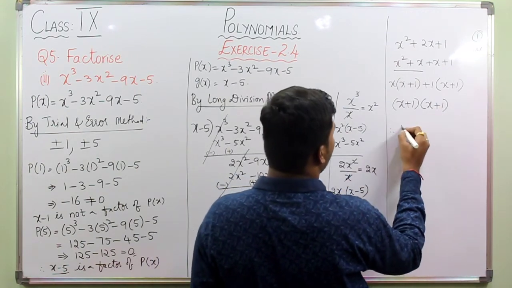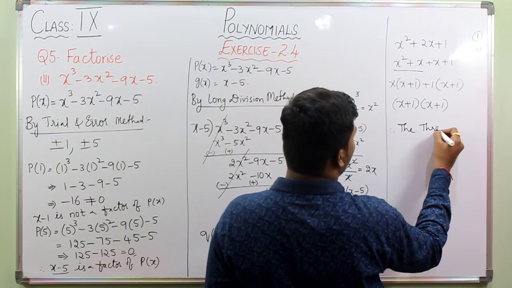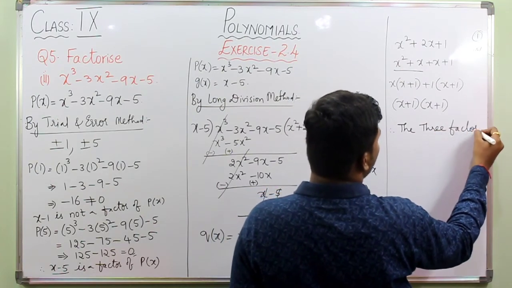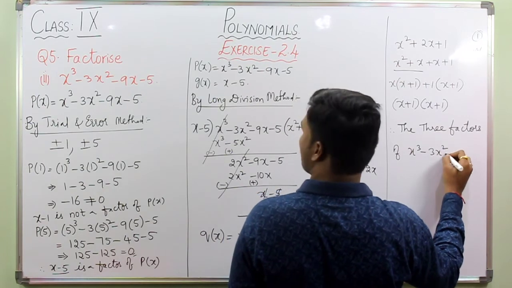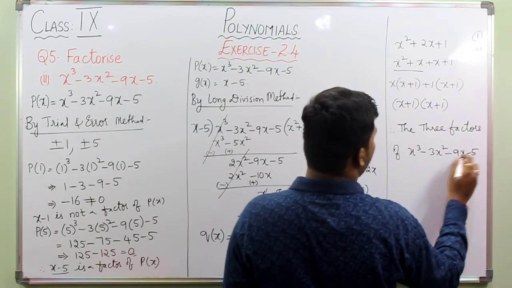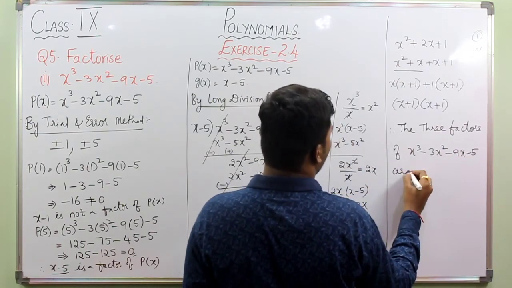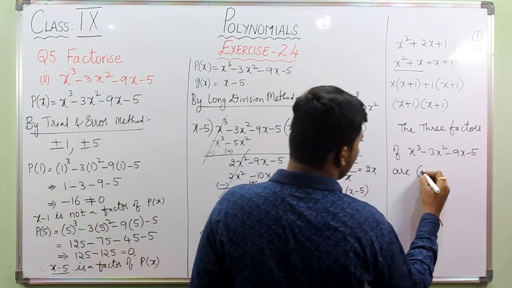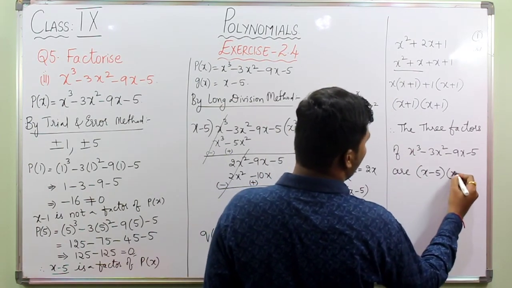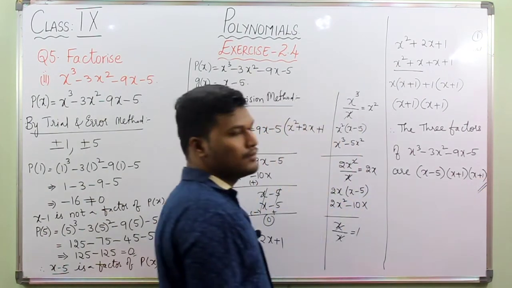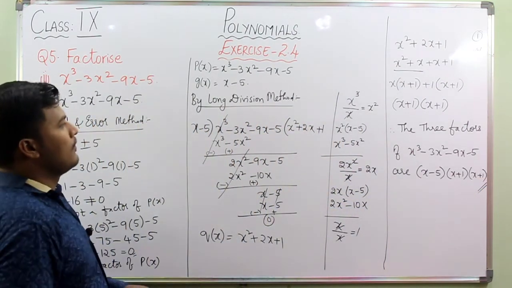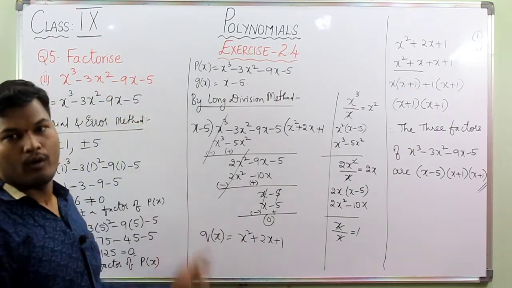So therefore the 3 factors of x cube minus 3x square minus 9x minus 5 are what we got: first one as x minus 5 into x plus 1 into x plus 1. So this is how we solve for a cubic polynomial.